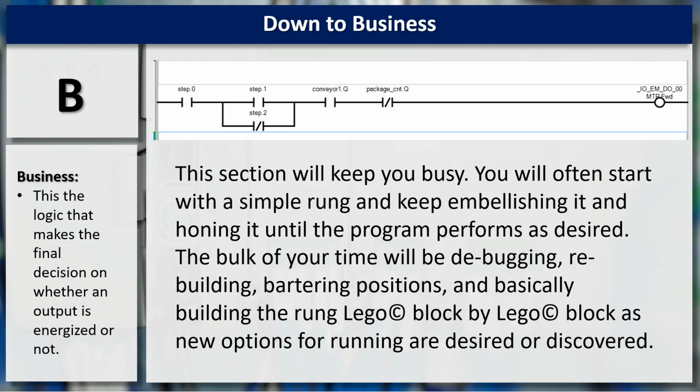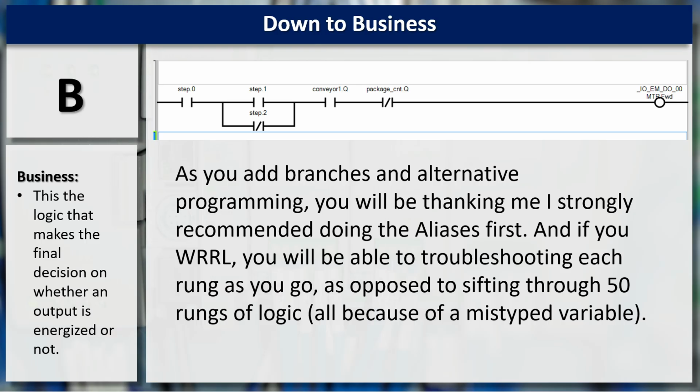The B section will keep you busy. You will often start with a simple rung and keep embellishing it and honing it until the program performs as desired. The bulk of your time will be debugging, rebuilding, and basically building the rung Lego block by Lego block as new options for running are desired or discovered. As you add branches and alternative programming, you will be thanking me. I strongly recommend doing the aliases first. And if you WIRL, you will be able to troubleshoot each rung as you go, as opposed to sifting through 50 rungs of logic, all because of a mistyped variable.